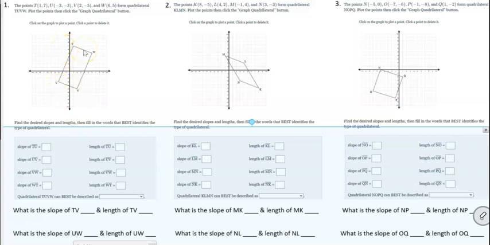But first of all, how do we find slope? We find slope by doing rise over run. Okay, and how do we find the length of a side? We do that by doing our rise squared plus our run squared, and then we take the square root of that. Okay, so we're going to do this with the first two sides, and then I'm just going to talk through the rest.